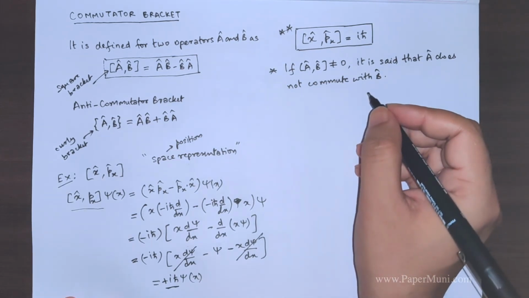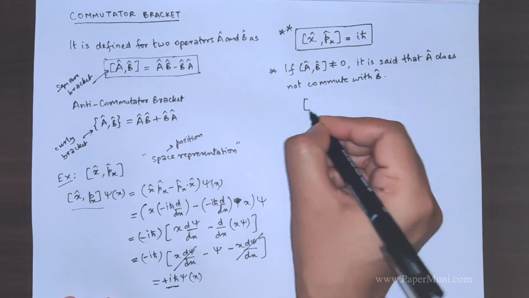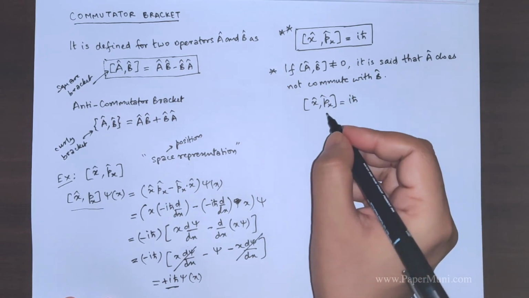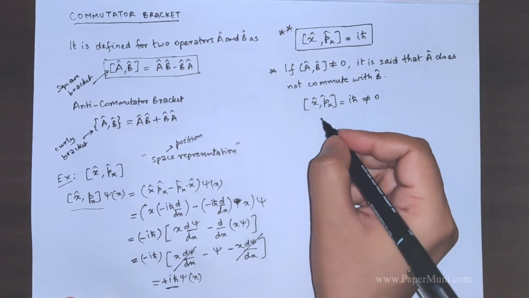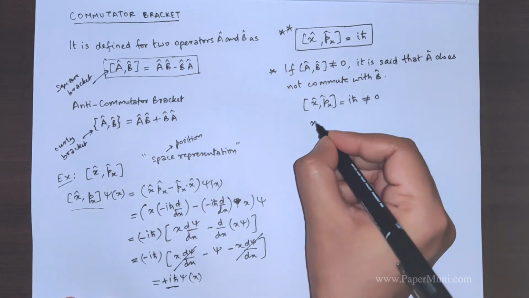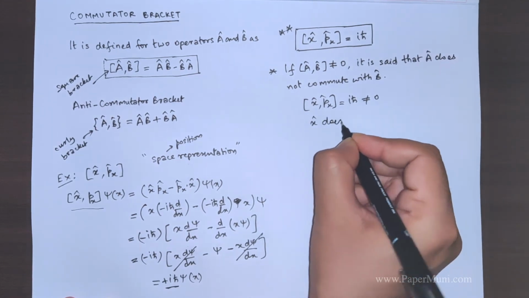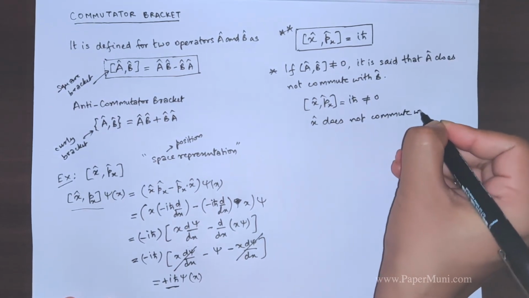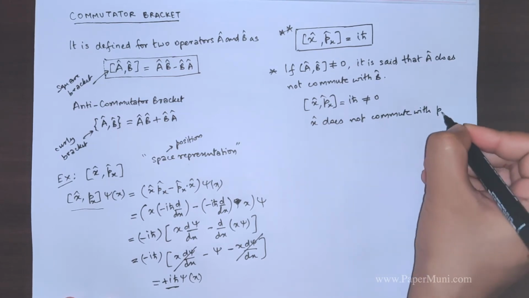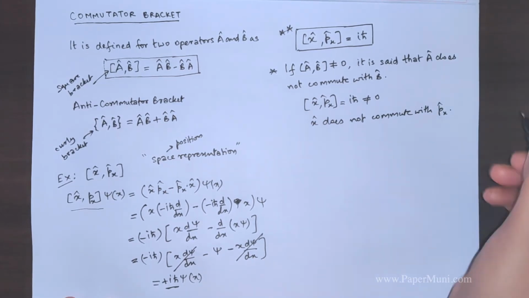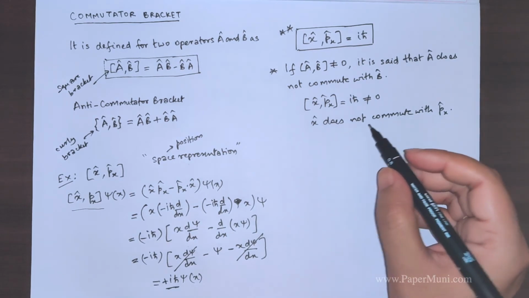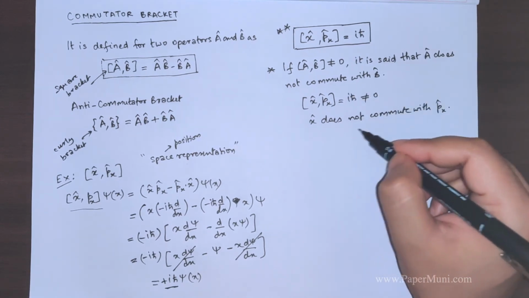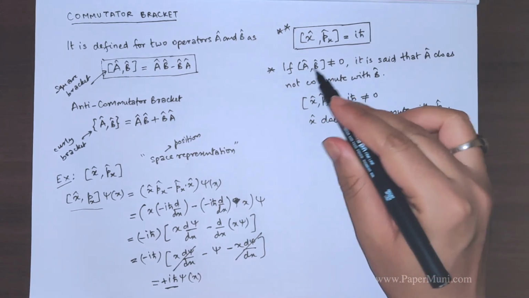So, example is that in this case, what we say is that [x, px] is equal to iħ. Now this is not equal to zero, right? This is equal to some constant, not a finite value. Now we say that x̂ does not commute with px. Okay. So this is how we talk. If it's given that this is not equal to zero or like that, you'll just understand that the two operators do not commute with each other.